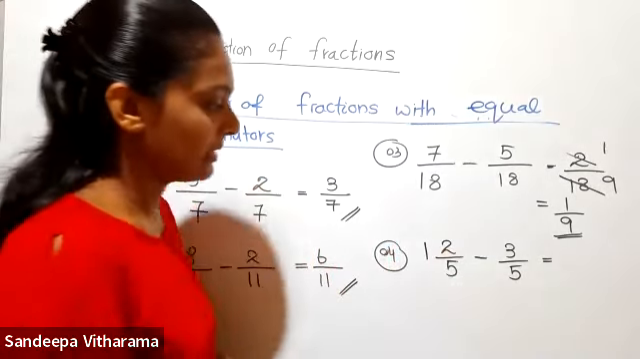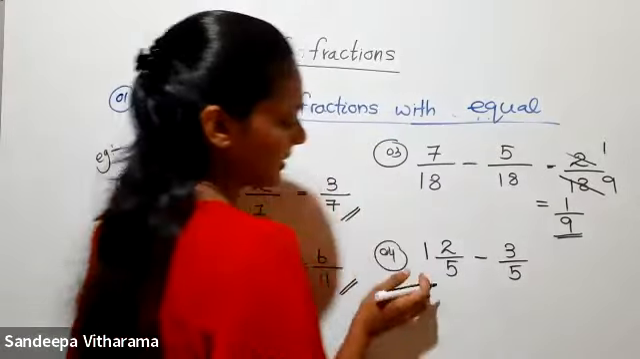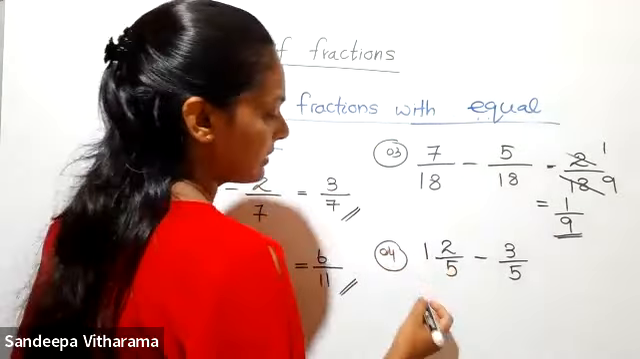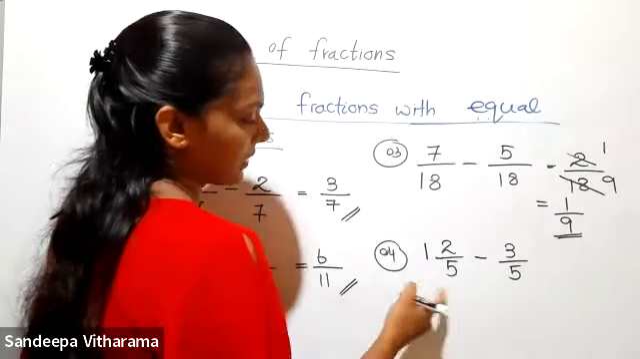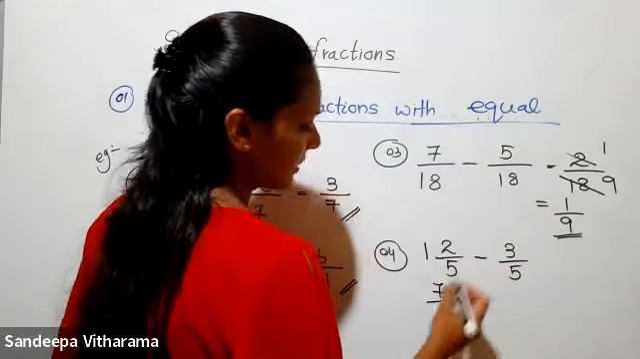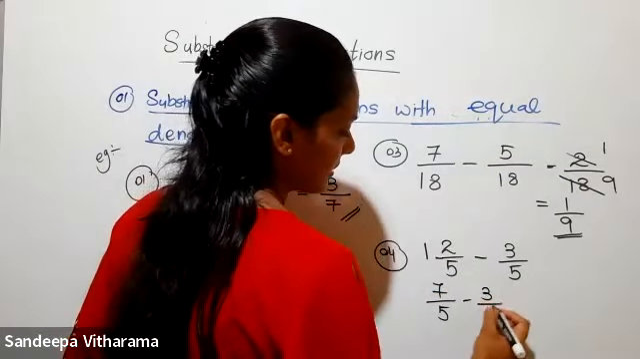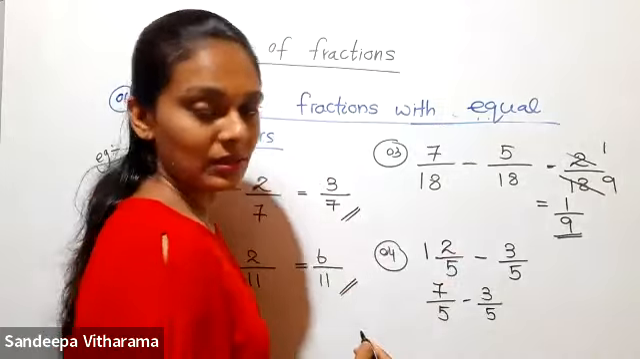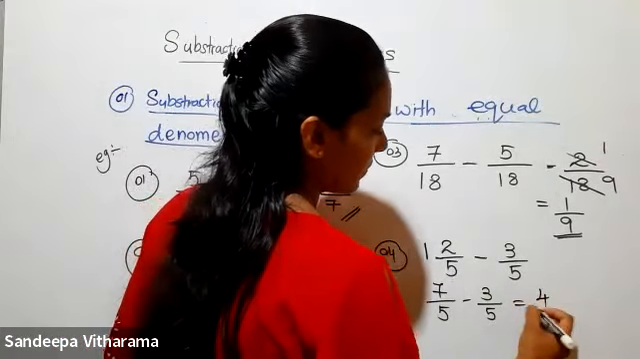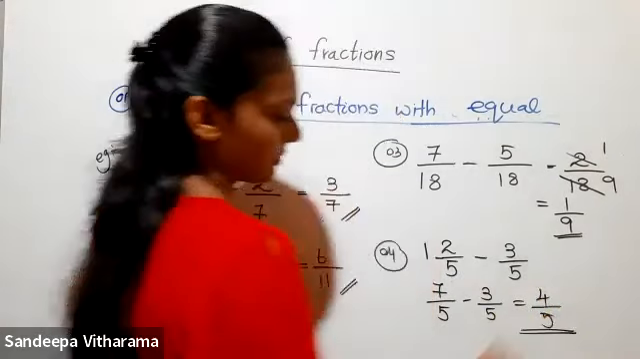Okay. Then in this case, you can see here there is a whole number. So convert this into a mixed number. 5 into 1, 5 plus 2, it is 7. 7 upon 5. Then 3 upon 5 is subtracted. So 3 can be subtracted from 7. It is 4. 4 upon 5.